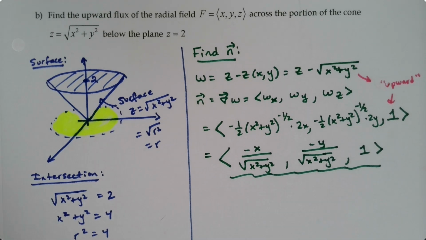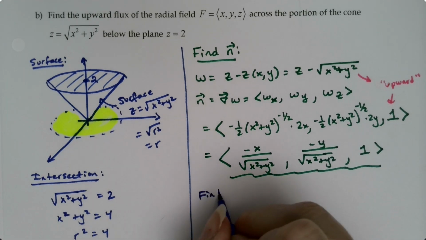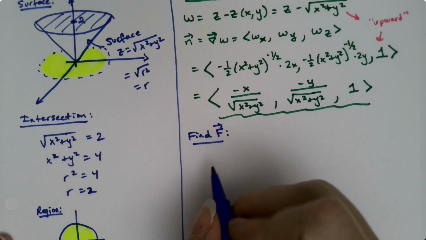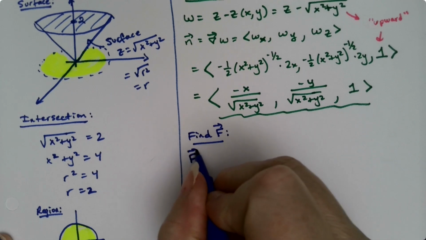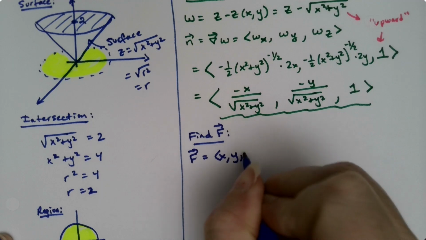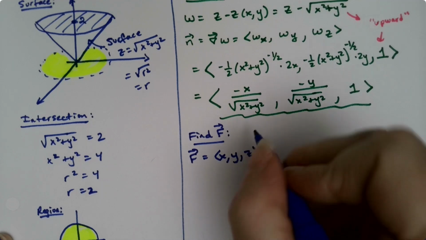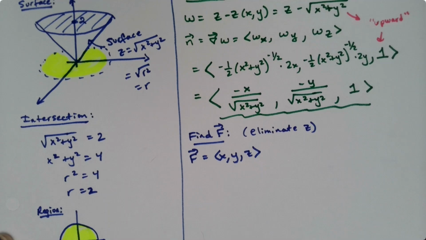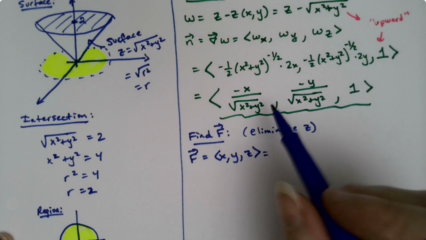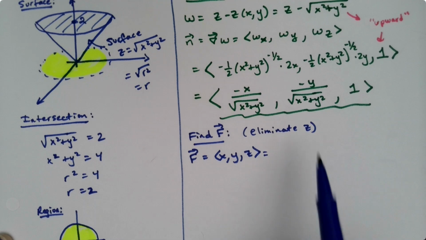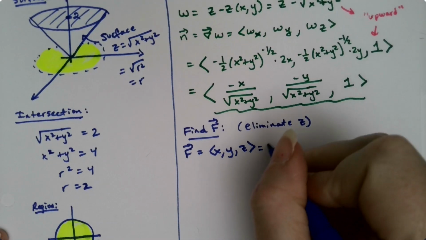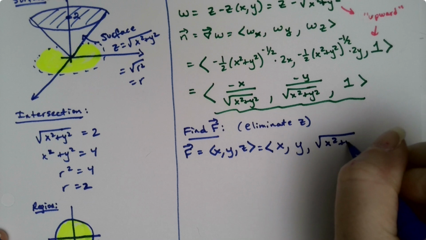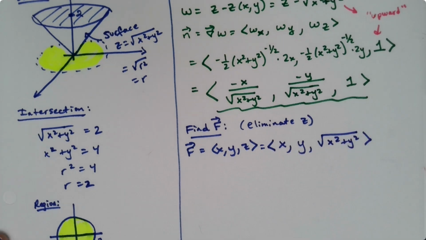All right, so now we need to find our force vector, or excuse me, vector field. So the vector field, which was x, y, z, is no good to us. We can't use z, so we have to eliminate z. All right, well, we know that z is the square root of x squared plus y squared. So we could say this is x, y, the square root of x squared plus y squared. Just like that.